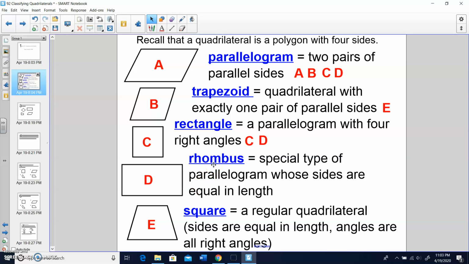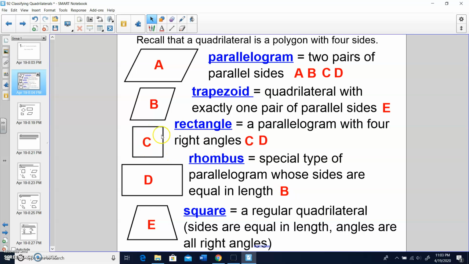Moving on to the next definition, a rhombus is a special type of parallelogram. So a parallelogram has two sets of parallel sides. A rhombus has two sets of parallel sides, and all sides are the same length. So A is a parallelogram, but are all the sides equal in length? No. So it's not a rhombus. B, also a parallelogram. Are all the sides the same length? Yes. So B is a rhombus.